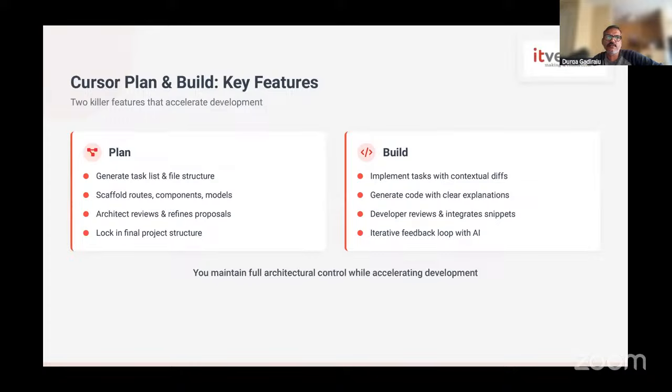So Cursor can be used for plan and also the build. When we use Cursor for plan, we'll be able to generate the task list and the file structure, which means how the whole project will look. It is called scaffolding. Scaffolding routes, components, and models can be achieved as part of the plan. It will give the details about how your folder structure will look in the plan stage. But using that, you should be able to build.